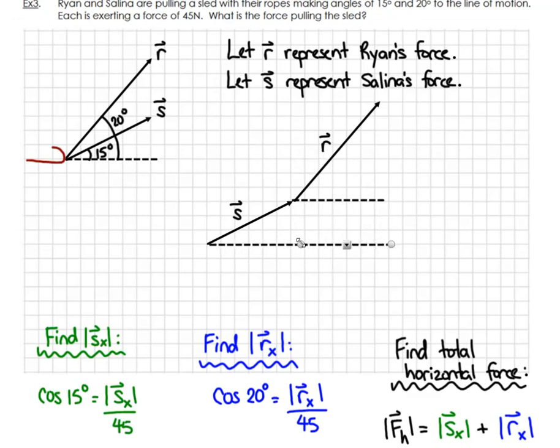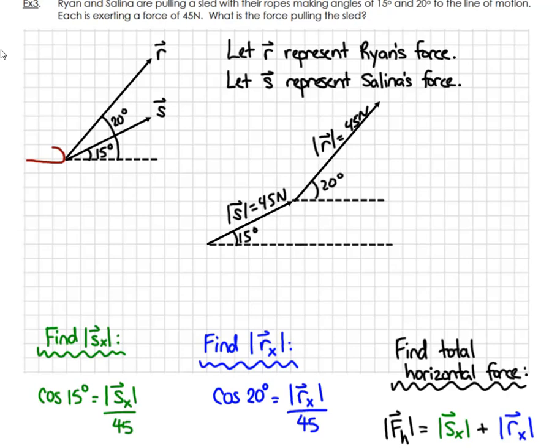So the total of both of their horizontal components is going to make the total horizontal force. All right, so let's show you all the numbers and we'll go through it slowly. The magnitude of this is 45 newtons. The magnitude of this, also 45 newtons. This is 15 degrees. This one is 20 degrees.